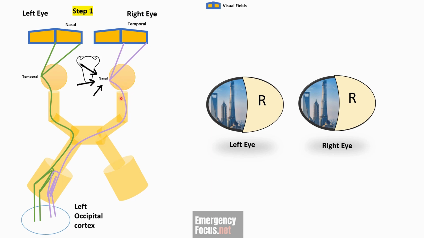The nasal fibers will decussate and cross over in the chiasm, then we'll end up together with the temporal fibers of the other eye. What is the meaning of this? The meaning of this is very easy. If we see it on this other representation of the visual field, we can see that R and R means right. So the right side of our visual field on both eyes, that information will always be processed by the left occipital cortex, okay, and vice versa.